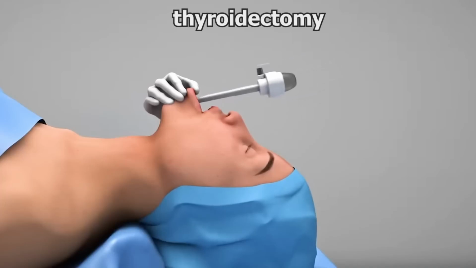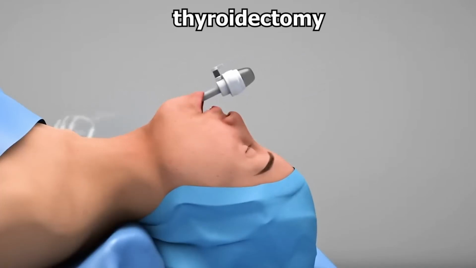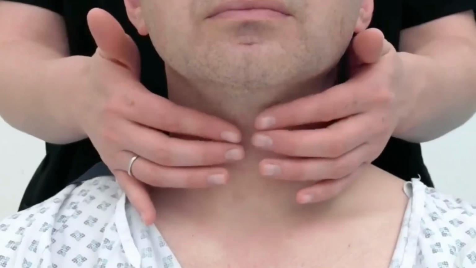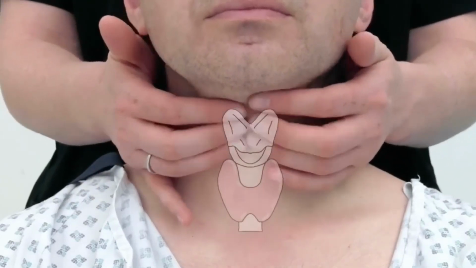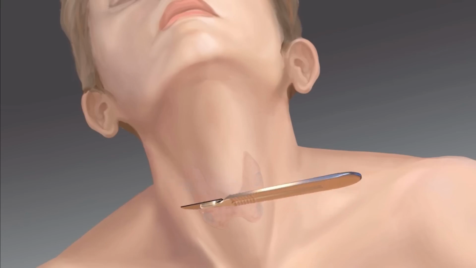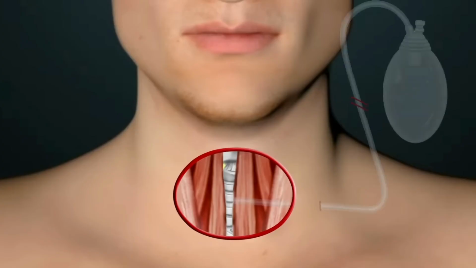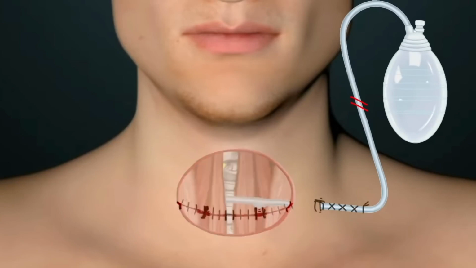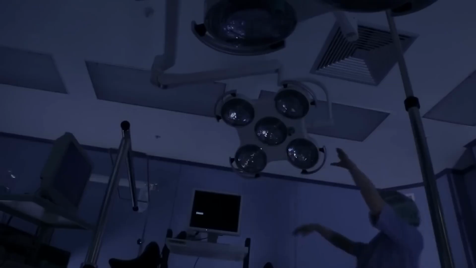Hello and welcome. Today's topic is thyroidectomy, or the surgical removal of the thyroid gland. We'll learn what the thyroid gland is, where it's located, what its functions are, and we'll watch how it's removed, either through conventional surgery or using an endoscope. We'll also cover the possible complications after the operation.